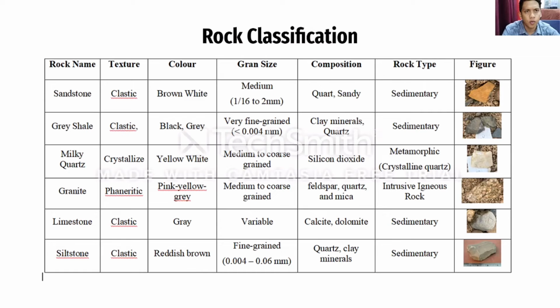Thank you. So moving to the next, identification of rock at Kenau River, Sungai Lembing. As you can see here, there are 6 types of rock that we get at that river, such as sandstone, grey shale, milky quartz, granite, limestone, and siltstone. So here's the table of the properties of these rocks.